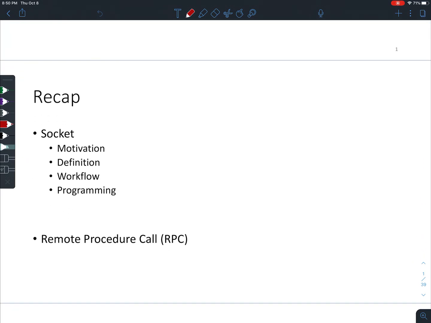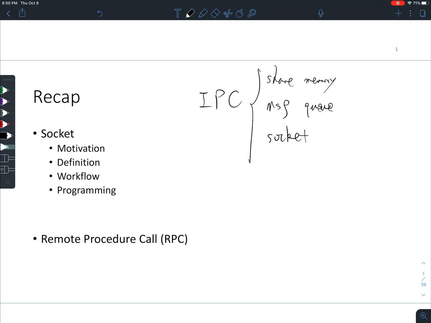Last week we mainly learned the topic of interprocess communication, and we said that there are three approaches, which are shared memory, message queue, and socket. Among these three approaches, shared memory is the most efficient, whereas there could be some conflict, an access conflict.